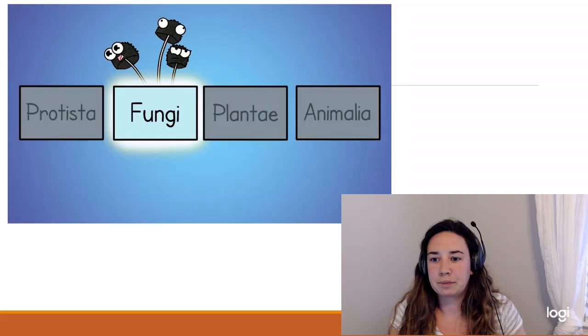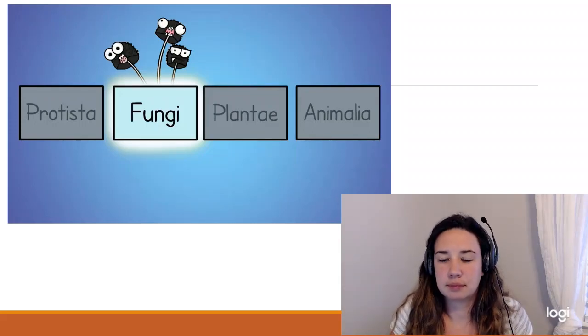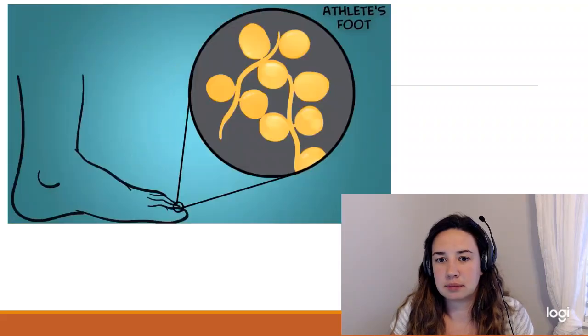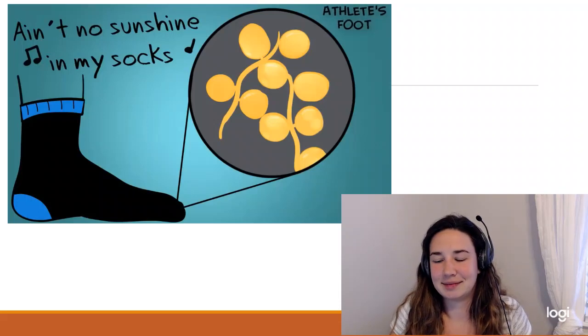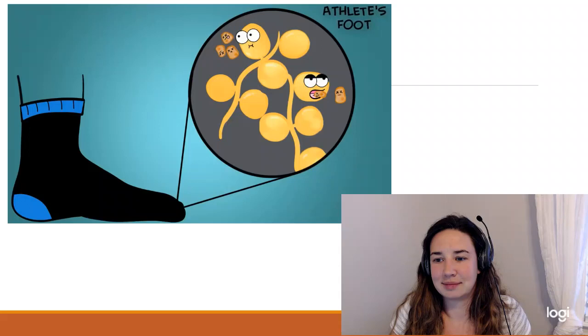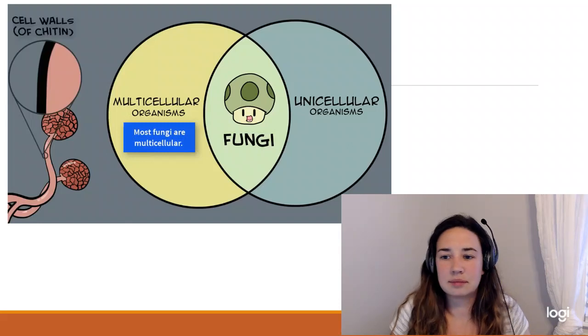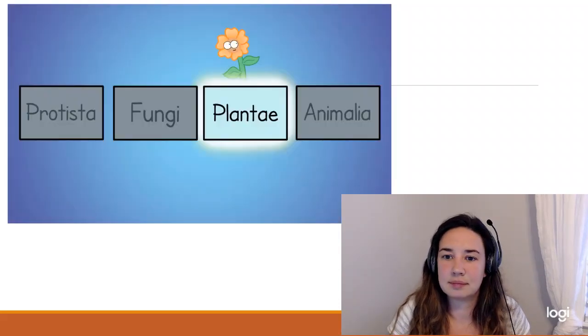Fungi are heterotrophs, so no photosynthesis for them. If that's hard to remember, just think about athlete's foot. It's a fungus on your foot, and it's not doing any photosynthesis there because that'd be really weird. Nope, it's there, causing irritation, eating dead skin cells. Fungi are usually multicellular, but they can be unicellular. And most of them have cell walls of chitin. It's a carbohydrate.